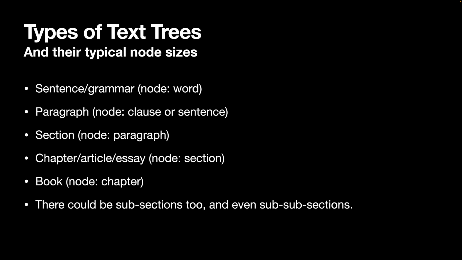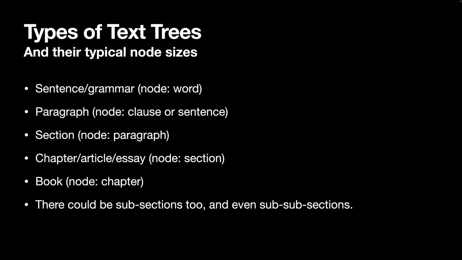Similarly, some authors write really long paragraphs. So when you're doing a section tree, instead of a node being a paragraph, you might use half a paragraph as one node, because the paragraphs are too long and contain multiple different ideas. So it works better to split them up.